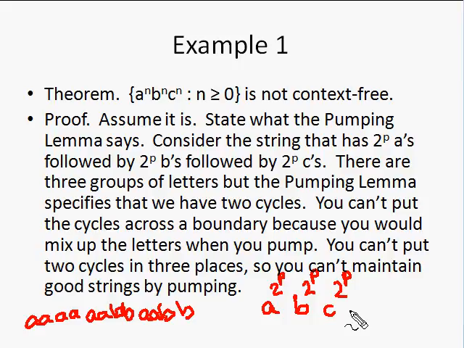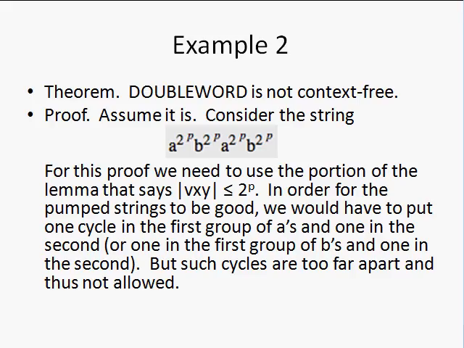Let's do another example. All right, here's double word. Double word's not context-free, so we assume that it is in order to prove that it's not. And we pick this particular string. 2 to the P A's, 2 to the P B's, then 2 to the P A's and 2 to the P B's again, because it's a double word.